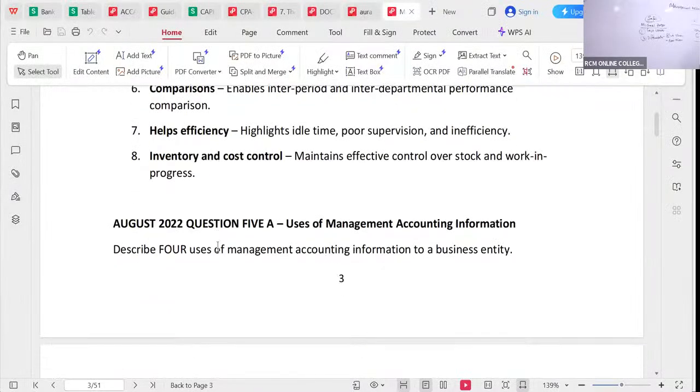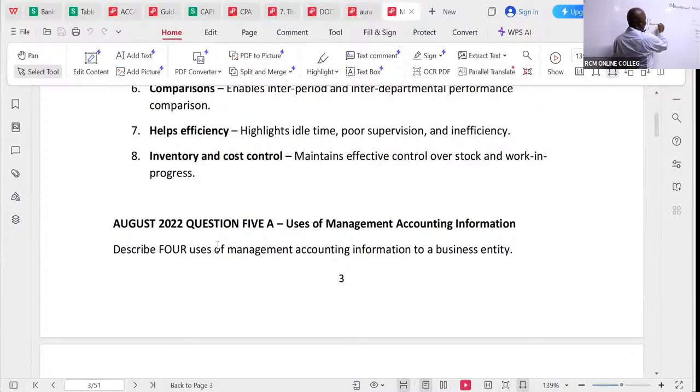So August 2022, question number 5A, uses of management accounting information. Without you reading, are you able to give me these uses? Planning, controlling, and I will also give you some other way of remembering this. You know, POC. Great. So we have here the functions of management. If I have management accounting, I will be able to use it for doing what?